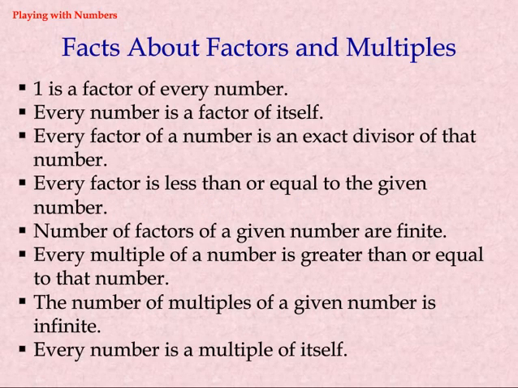Facts about factors and multiples. 1 is a factor of every number. Every number is a factor of itself. Every factor of a number is an exact divisor of that number. Every factor is less than or equal to the given number. Number of factors of a given number are finite. Every multiple of a number is greater than or equal to that number. The number of multiples of a given number is infinite. Every number is a multiple of itself.